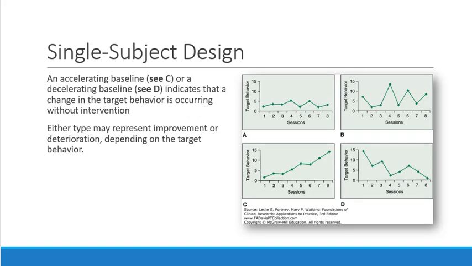C is an accelerating baseline and D is a decelerating baseline. These indicate changes in the target behavior that's occurring without intervention. Either type may represent improvement or deterioration. Now, ideally, A is what you want, but let's say C was an increasing situation, and you hypothesized that your treatment would reverse that. Well, that might be appropriate. Same thing with D. It might be appropriate if you think your treatment's going to reverse that decline.